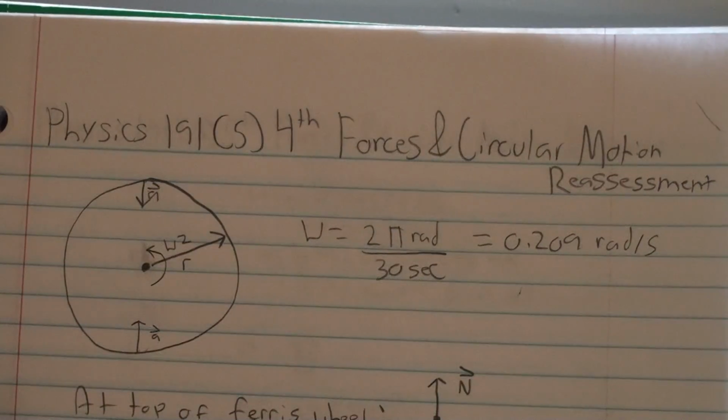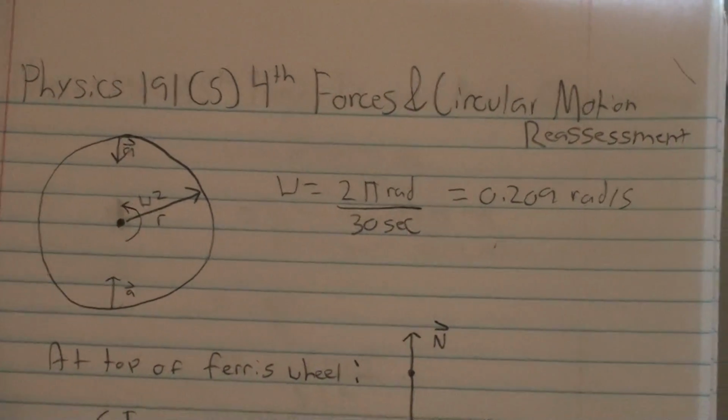Well, the first thing I did was draw a little diagram to illustrate what was going on and to show that the acceleration is always going to be aimed at the center with circular motion. And the radius and w squared is also included. Now w is going to be equal to 2 pi radians divided by the 30 seconds that was given, and that will give me 0.209 radians per second.